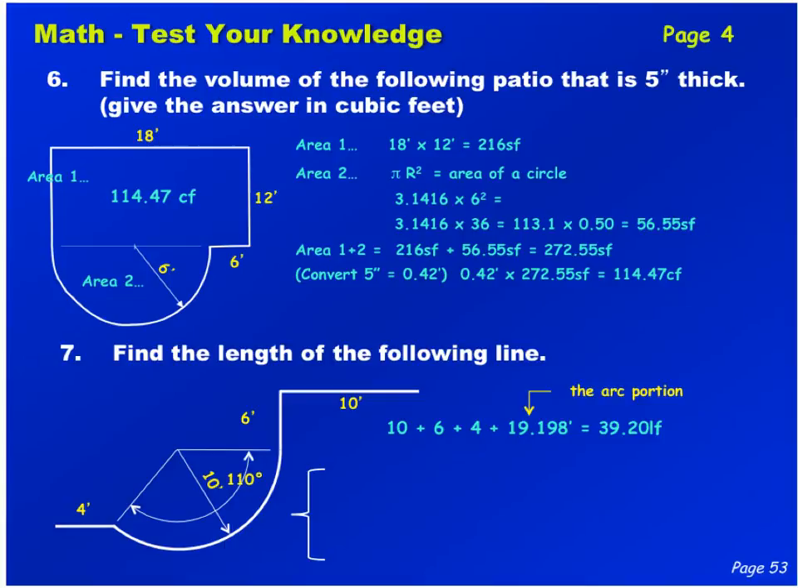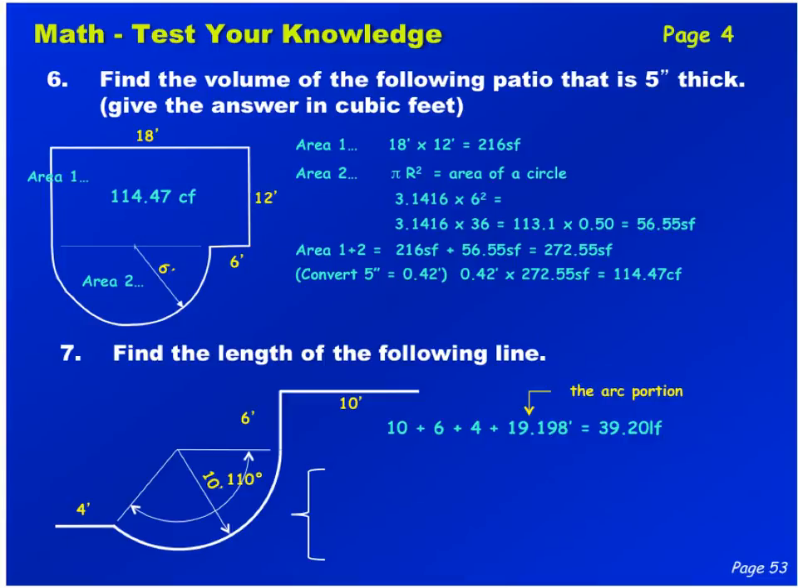Add area 1 and 2, 216 plus 56.55, get 272.55 square feet. Next, convert the 5 inches to decimal feet, 0.42. Multiply it times the area that you had above, and you get 114.47 cubic feet.